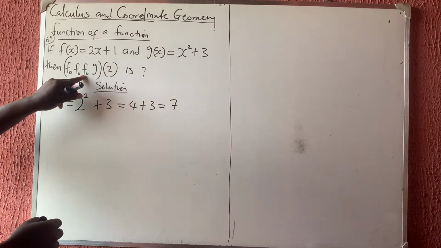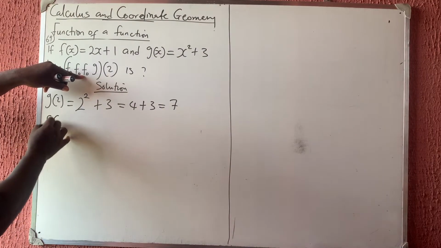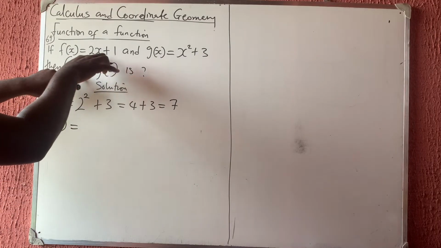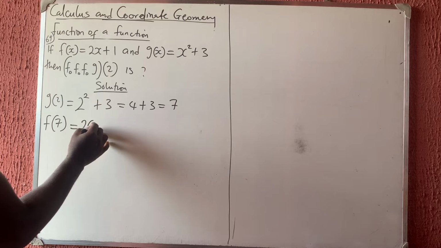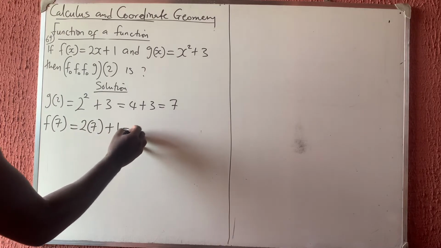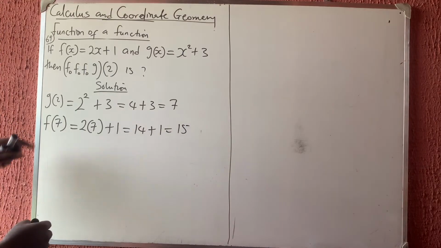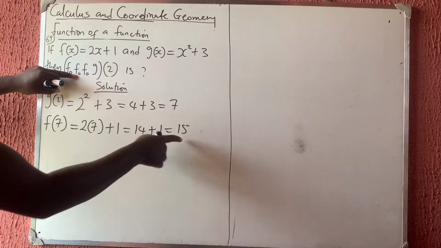We move, the next one close to g is f. So it will now be f of the last answer here, which is f of 7. f of 7 simply means go to the side of f, anywhere you see x, put 7. That is 2 in bracket of 7, then plus 1, which is 14 plus 1, which is 15. We go again.